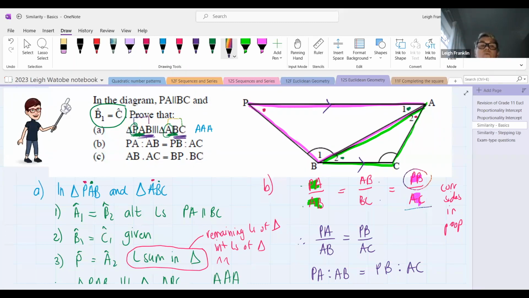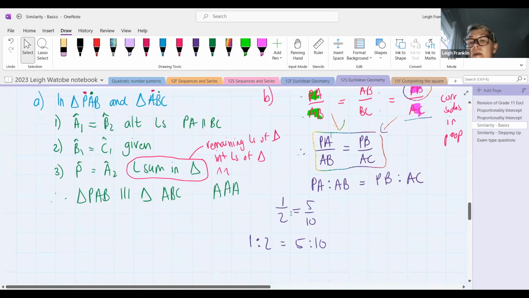I'm highlighting which sides they want me to work with. So it was PA and AB and PB and AC. That's why I highlighted them. Then I just wrote that over here. Okay, so this comes from here. They are equal to each other. And then I compared PA to AB is the same as PB is to AC.